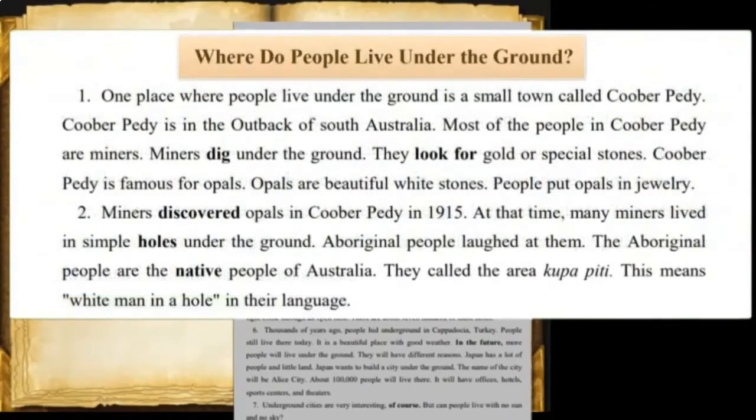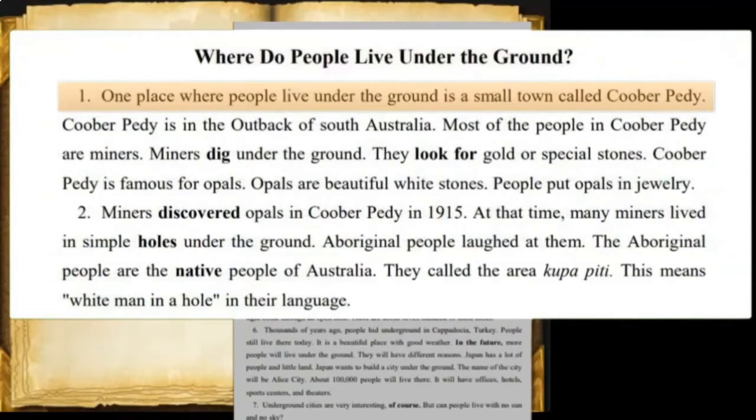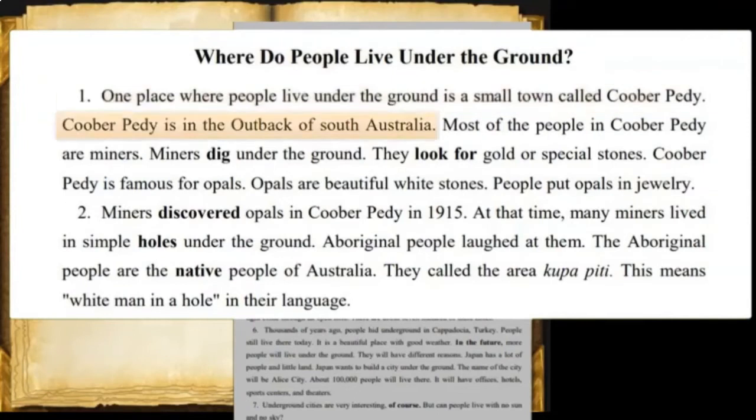Where do people live under the ground? One place where people live under the ground is a small town called Coober Pedy. Coober Pedy is in the outback of South Australia. Most of the people in Coober Pedy are miners. Miners dig under the ground. They look for gold or special stones. Coober Pedy is famous for opals. Opals are beautiful white stones. People put opals in jewelry. Miners discovered opals in Coober Pedy in 1915.